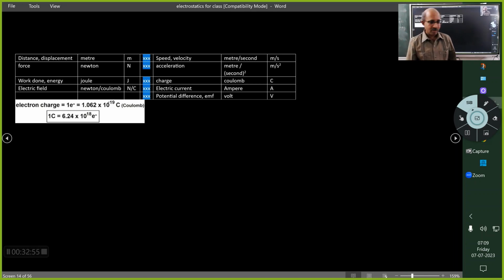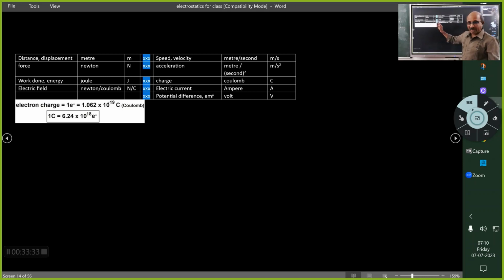That's it. Okay, right. Now you see the units: distance and displacement is meter, force is Newton, work done and energy is joule, electric field is Newton per coulomb. Speed and velocity is meter per second, acceleration is meter per second square, charge is coulomb, electric current is ampere, potential difference or EMF is volt. I'll explain this. Potential difference or EMF is volt. Okay, and electron charge is written as 1e minus.